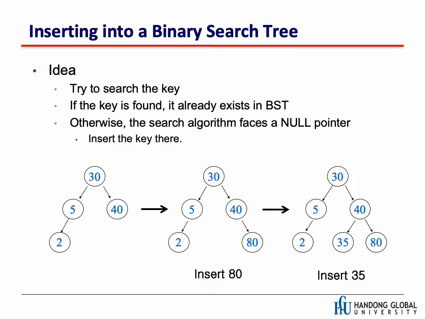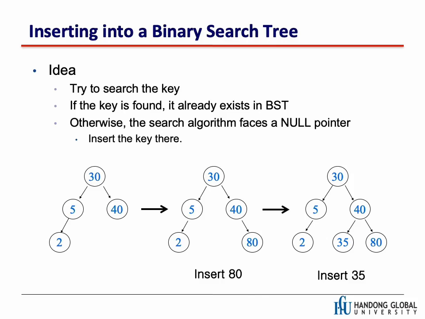Perfect. What if we insert 40 here? We first check 30, and 30 is smaller than 40, so we move to the 40. When we compare these two keys, 40 is the same as 40, so we know the key is already there, and we cannot add that key anymore.